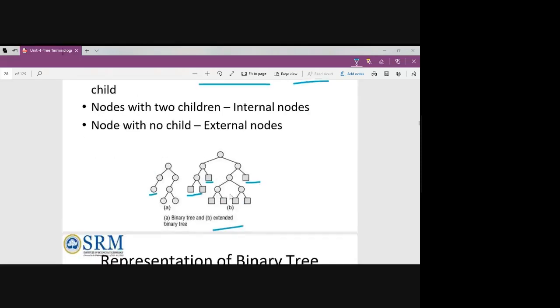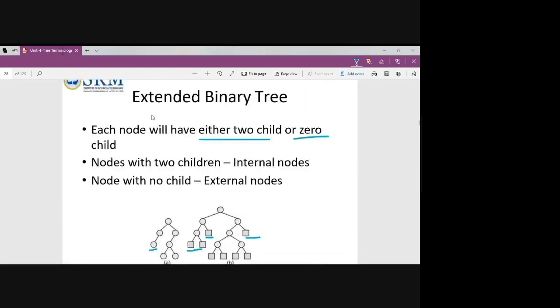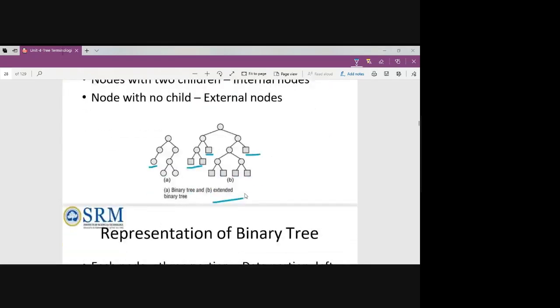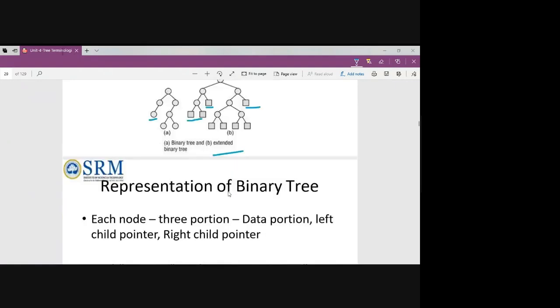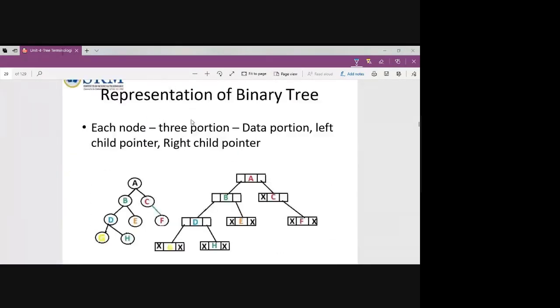You can add these if you want, but we are not going to use them. So this is called your extended binary tree. If you remove these added children, it becomes a normal binary tree. When you add children so that each node has 2 children, that becomes your extended binary tree.